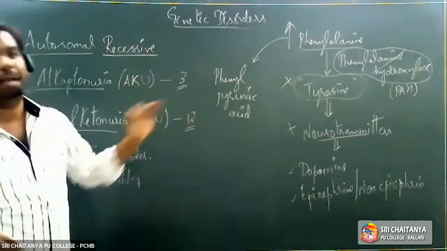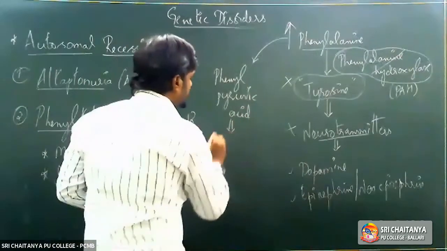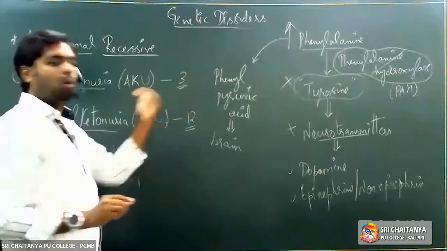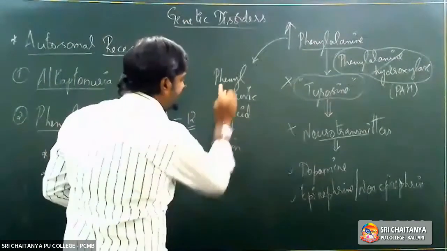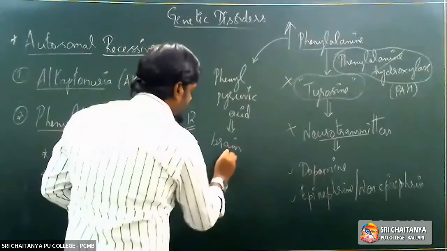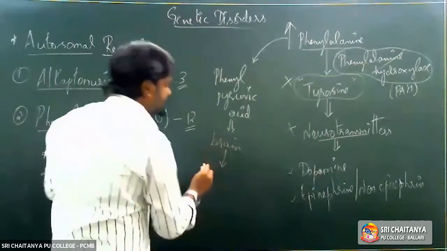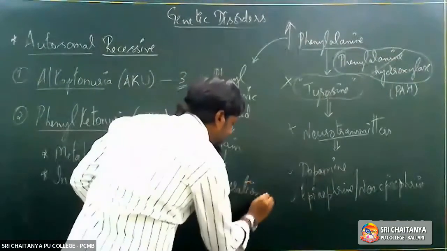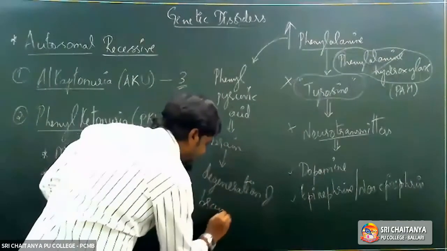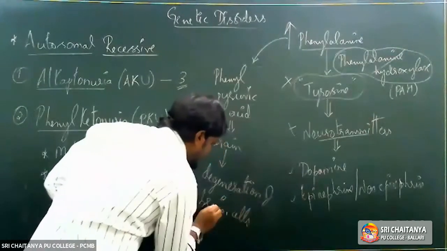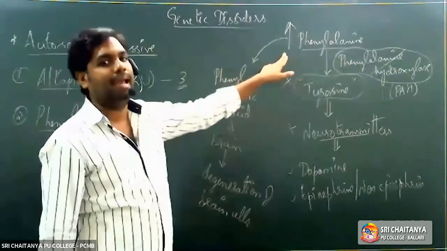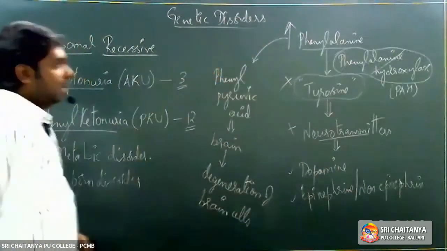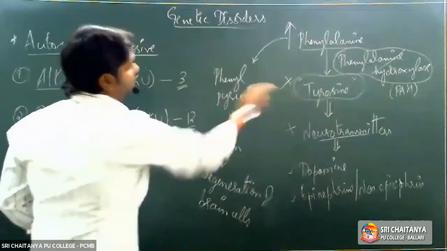Now this phenylpyruvic acid will migrate to the brain. Once it goes to the brain, what would happen? This phenylpyruvic acid will start destroying the brain cells, or it would lead to degeneration of brain cells. So this is the condition seen because of accumulation of phenylalanine in the body. Get it? So this is the first effect that is seen because phenylalanine is not getting transformed into tyrosine.